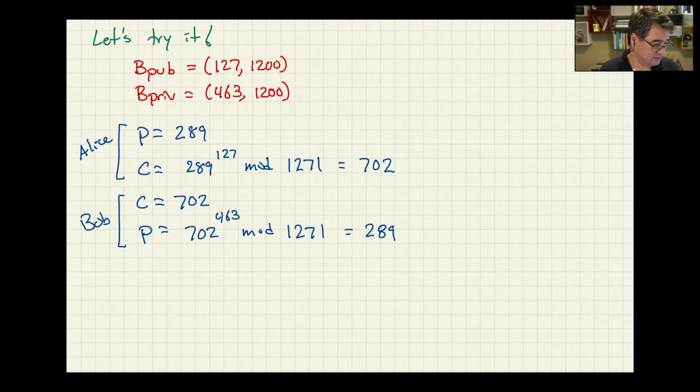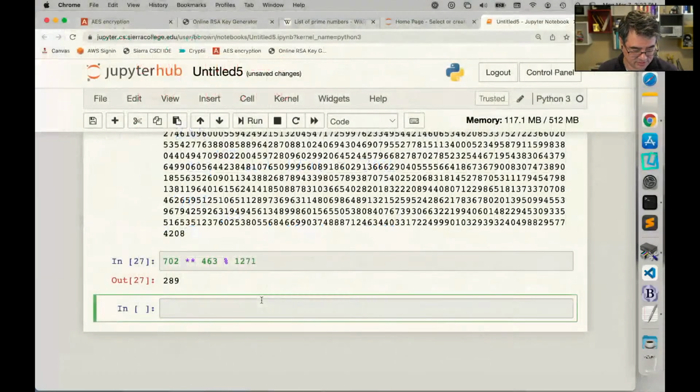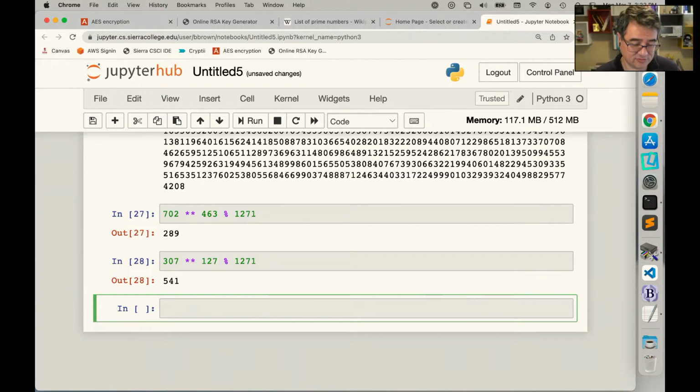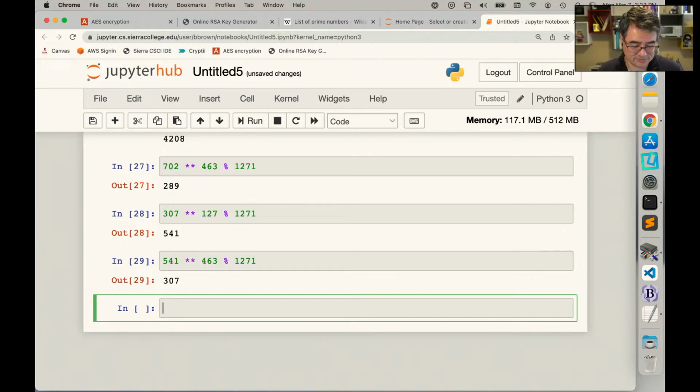And then we've got a suggestion to do the other number. Go ahead and do 307. So yeah, sure, go ahead. We'll do 307 raised to the 127th power, mod 1271, and we get 541. And then 541 raised to the 463rd power, mod 1271 is 307.